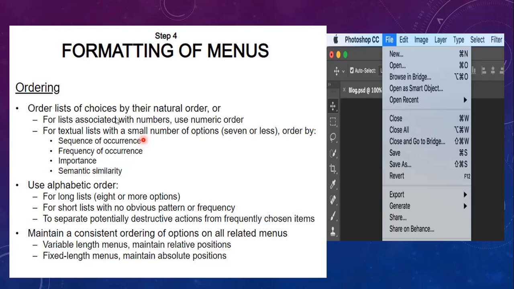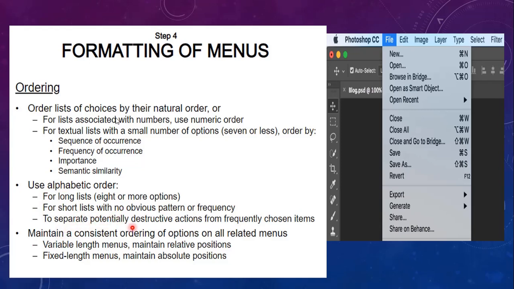And next is alphabetic order. If you have a large number of options to arrange, then you have to go for alphabetical order. Maybe you have more than 24 choices, then go for alphabetic ordering. So again, use alphabetic ordering for long lists, and for short lists with no obvious pattern or frequency. If you don't have any pattern in the choices, or if it is not a natural order, then you can go for alphabetic order.